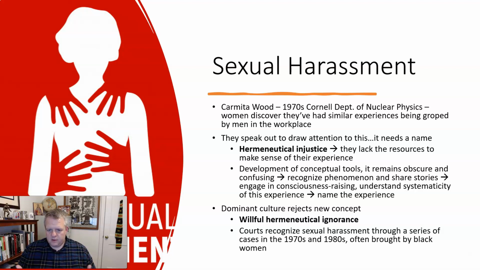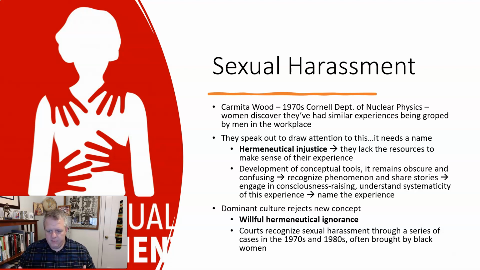In order to develop those tools, they had to recognize the phenomenon and share their stories. And then they had to engage in a process of consciousness raising. Right? They had to talk about their experiences, understand that they are systemic or systematic experiences that are happening to women because they are women in these conditions. They had to be able to share their stories, to collect other stories, to be able to begin to theorize what causes so many women to have this experience. Okay? So they had to engage in this process of consciousness raising, make others aware of their experiences and make sense of their experiences together.